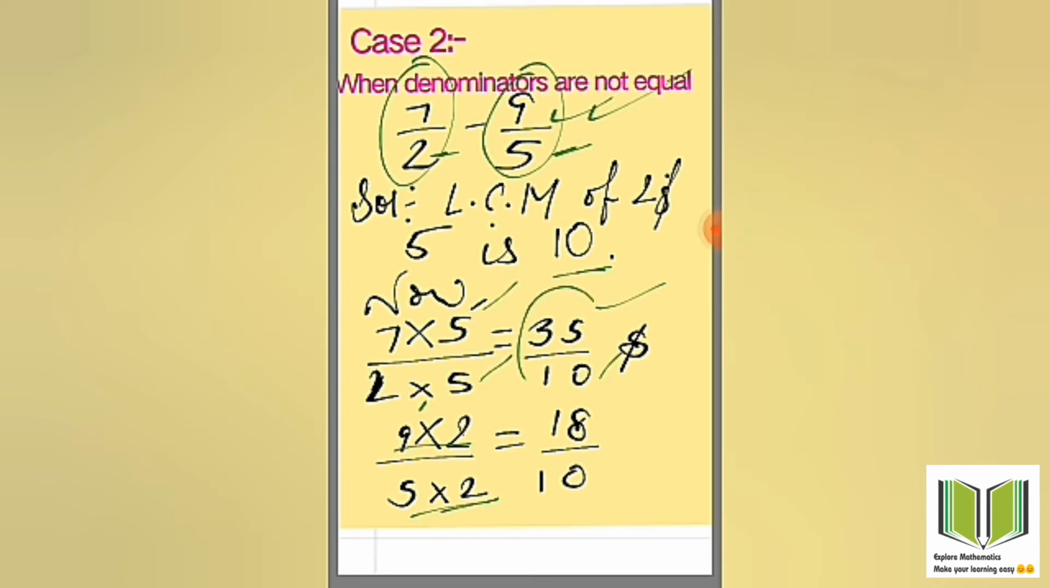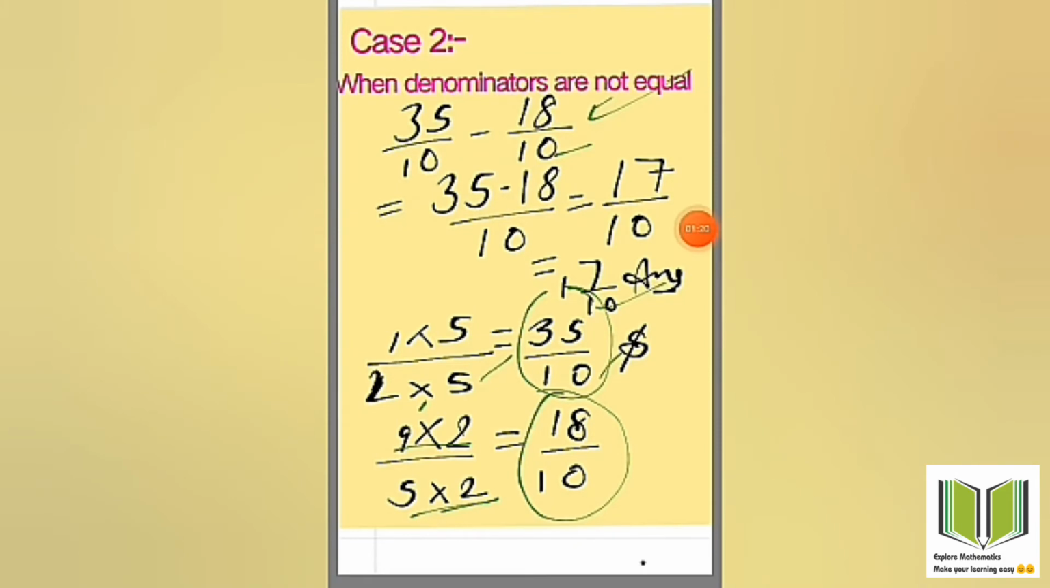Now we have two fractions, 35 by 10 and 18 by 10. Both of these have equal denominator as 10. Now this is our first case where we have denominators equal. So take denominator as 10 and simply subtract numerator 18 from 35 and we get 17 by 10. Now this is an improper fraction and we can convert improper fraction into a mixed one. So 17 by 10 is converted into 1 and 7 by 10, and this one is our final answer.